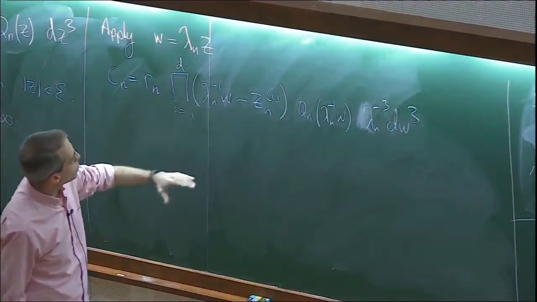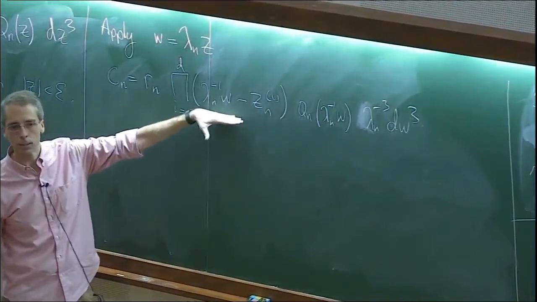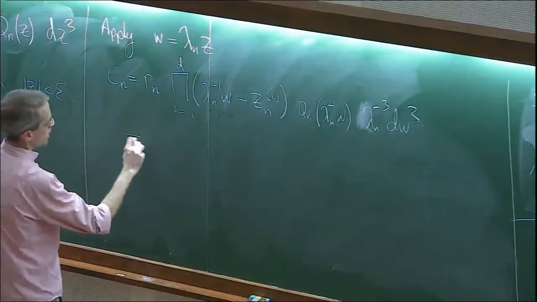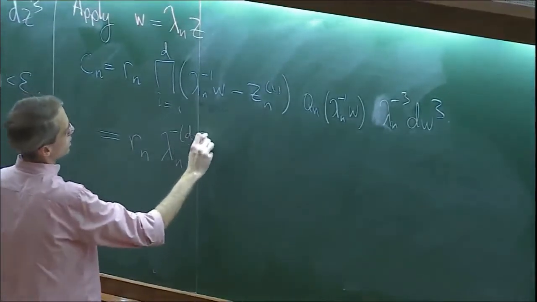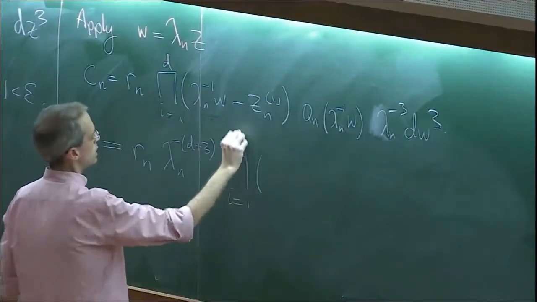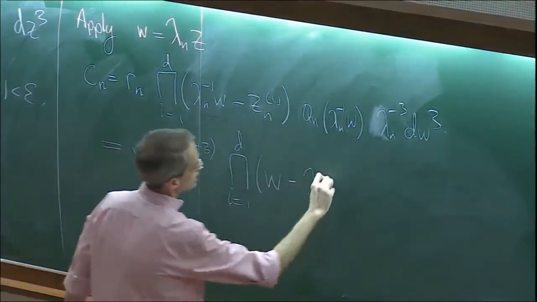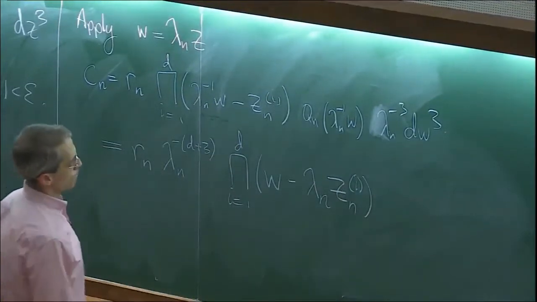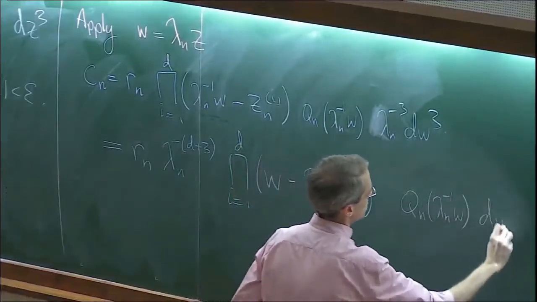So in this language, what we did last time was we factored out this lambda n inverse from all of the terms in order to get a big lambda n to the negative d plus 3. So we could try that here. This is equal to Rn times lambda n to the negative d plus 3. And now this product becomes the product from i equals 1 to d of w minus a huge constant multiplied by a tiny complex number, and then multiplied by Qn of lambda n inverse w, w cubed.